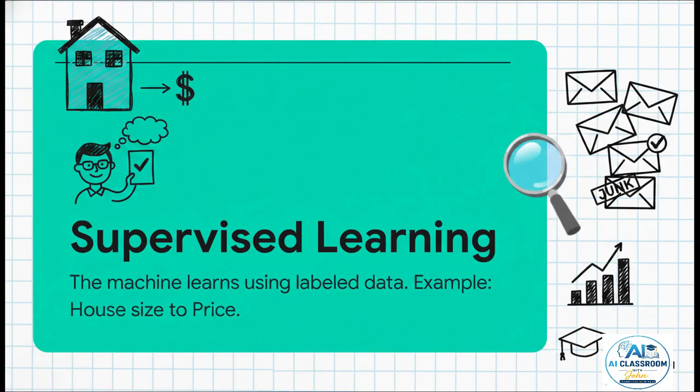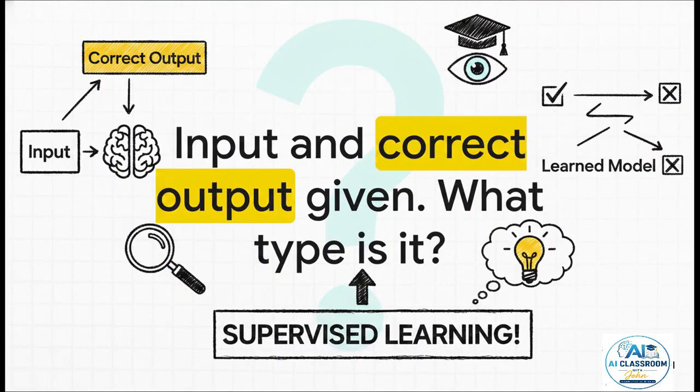This is actually the exact same tech that reads your emails, spots the labeled junk, and filters out the spam, or analyzes past student performance to predict future grades. So let's test that right now. If I give the machine both the input and the correct output to study from, what type of learning are we talking about? I'll give you a second to think. Yep, you got it, it's supervised learning. The machine is actively being supervised by the correct answers we provide.